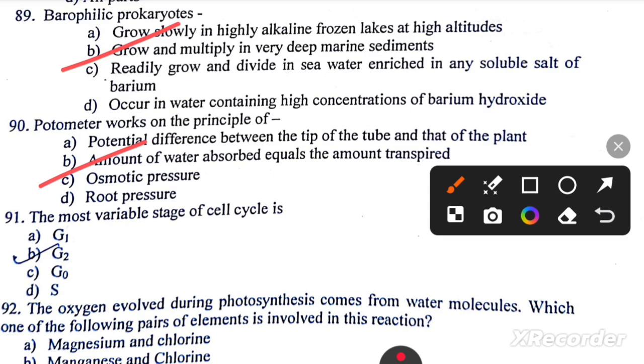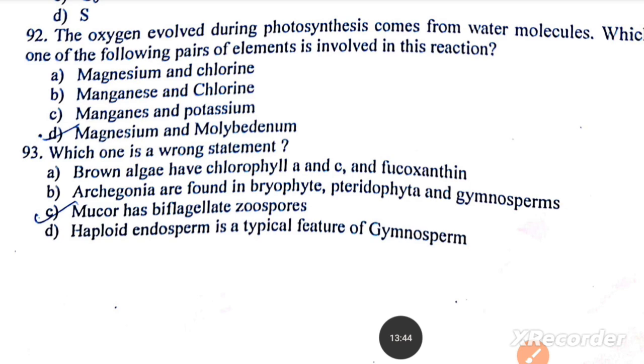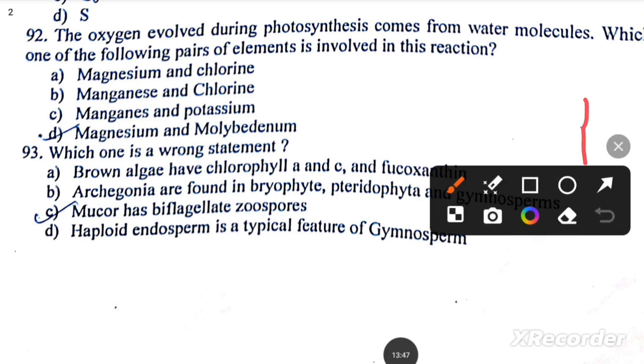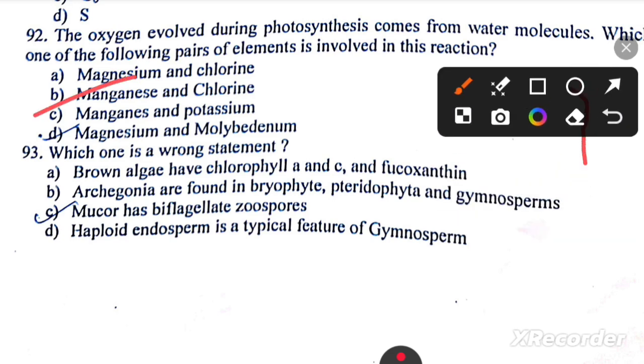Next question, the most variable stage of cell cycle is G1. The oxygen evolved during photosynthesis comes out from water molecules. Which of the following pairs of elements is involved in this reaction? Magnesium and chlorine. Which one is a wrong statement? इसका right answer है आपका option C.